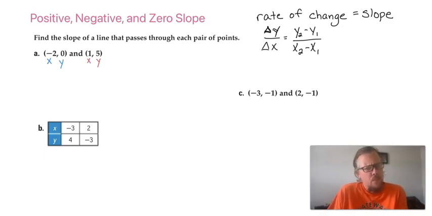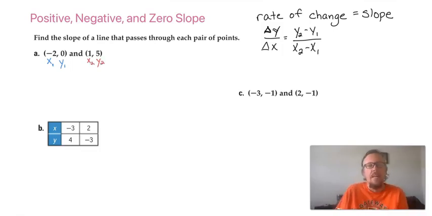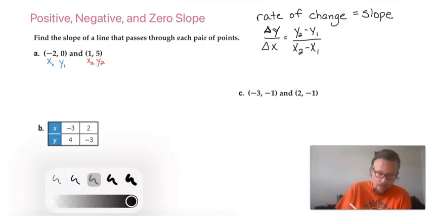So which one should be x1 and y1, and which one should be x2 and y2? Well, (-2, 0) is the one that we had first in the problem, so we're going to call that one x1 and y1. And the one that came second in the problem, we're going to call x2 and y2. Simple as that. So now we're going to use our formula to find slope. The letter that we use for slope is, of course, m.